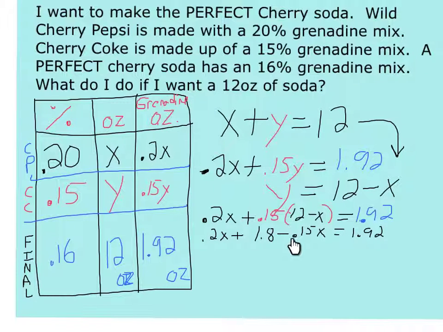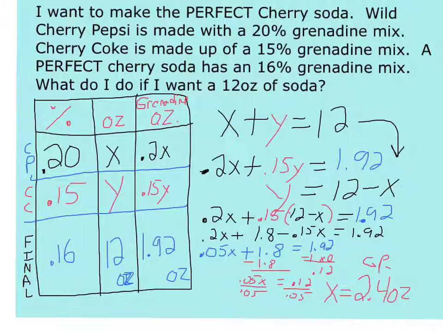Now I'm going to combine my like terms. I'll take the 0.2x and subtract 0.15x from it. Okay, so I did that and I got 0.05x. Now I'm going to subtract this and divide by 0.05. Okay, so I ended up with, after I divided, 2.4 ounces, and I had to go back and look.